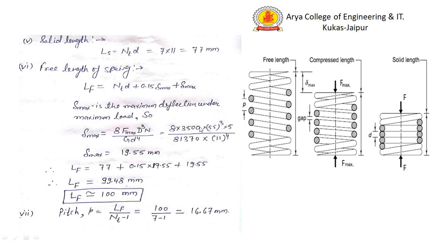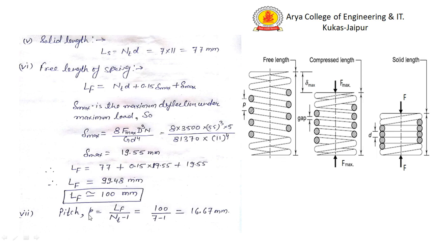3500. So the formula is the same. Delta max is 8F max D³N upon Gd⁴, but put the value of F as 3500 Newton. So from this equation we find that delta max is 19.55 mm. So put this value of delta max in LF, and we find that LF is equal to 99.48 mm. It can be taken as 100 mm.